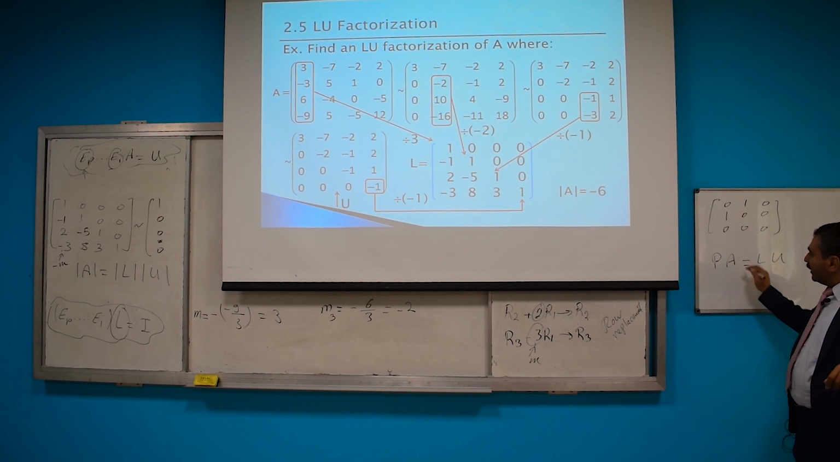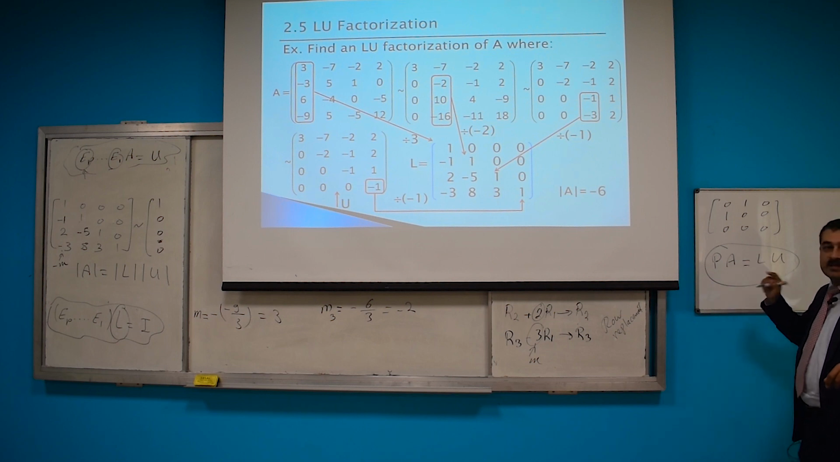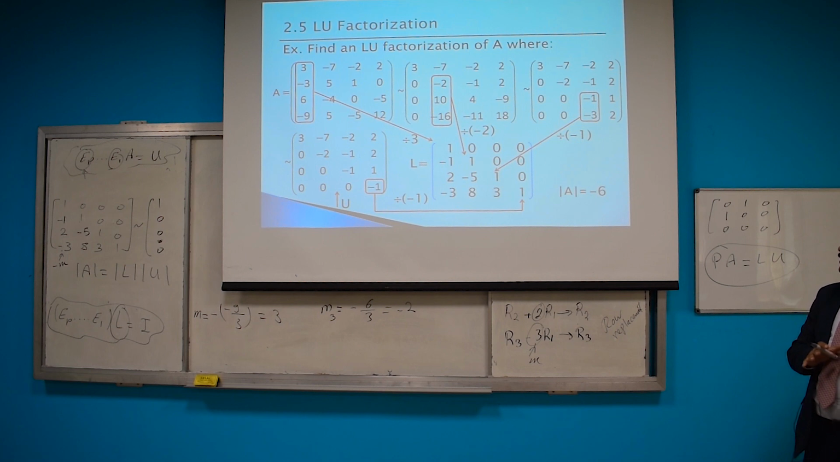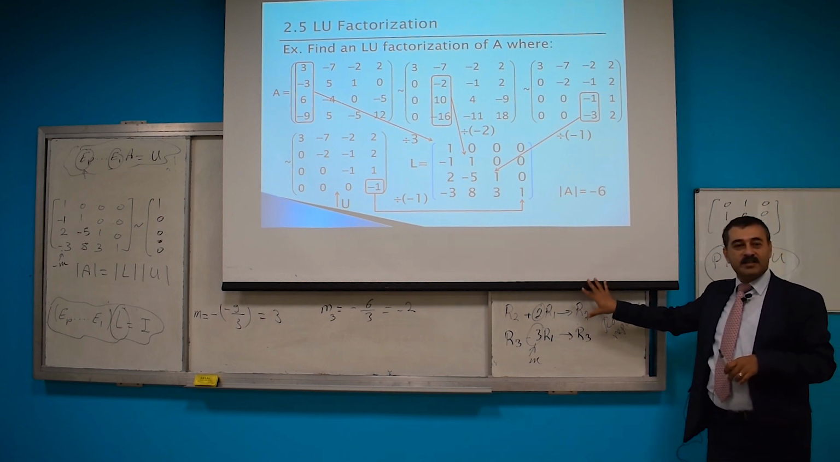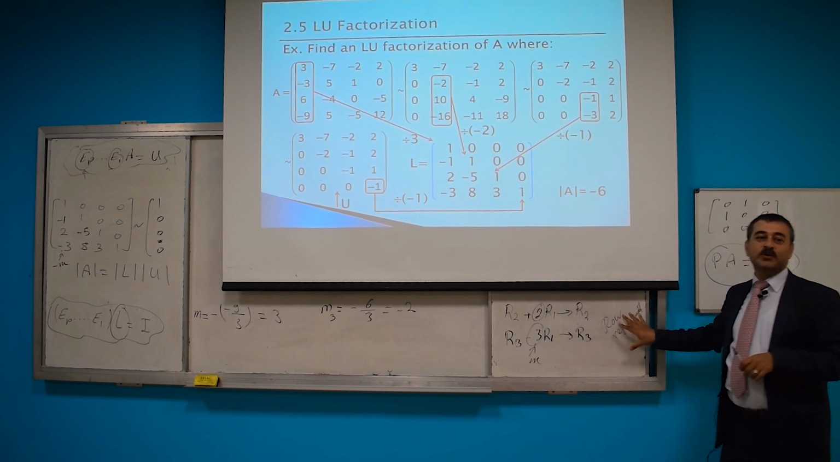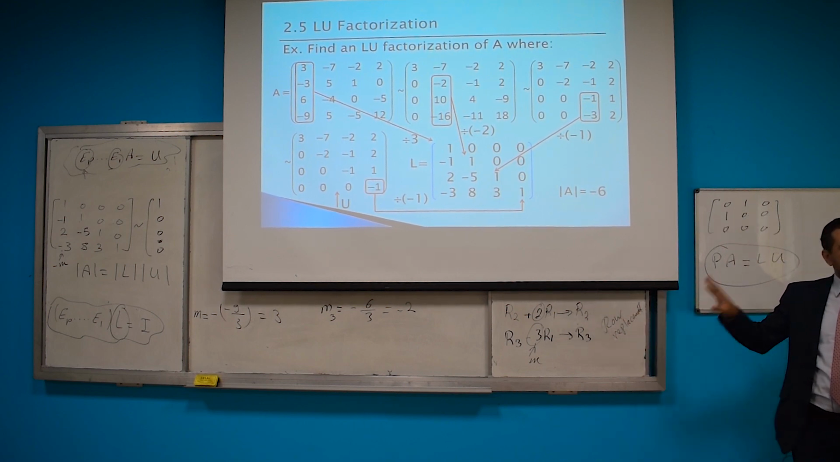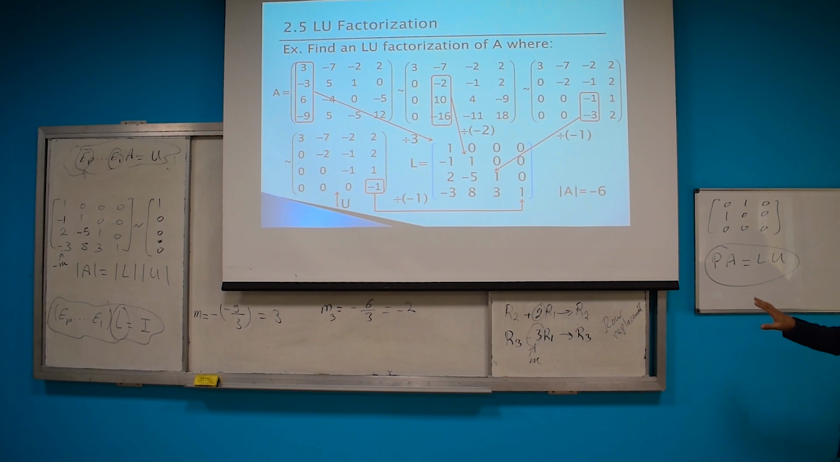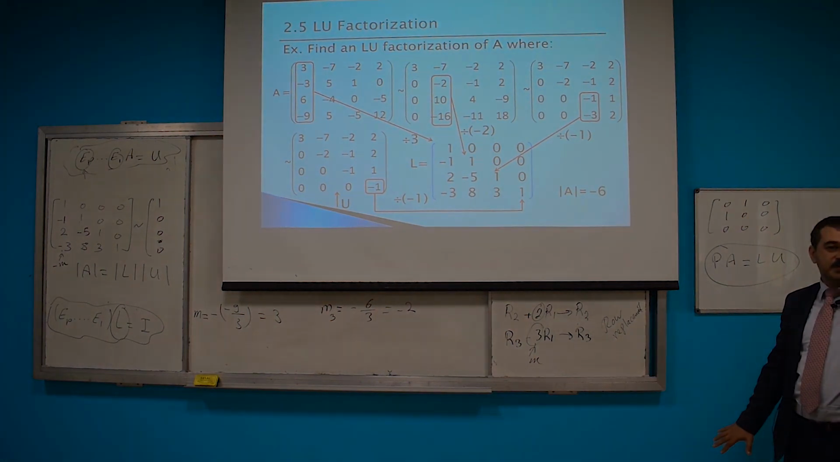So in MATLAB, actually, it uses this formula, PA equals LU, and this guy to do the necessary interchange to find all your pivots. But for the exam, I'm going to ask you only on this guy. Do only row replacement. You don't need to do any interchange. You will find all your pivots.